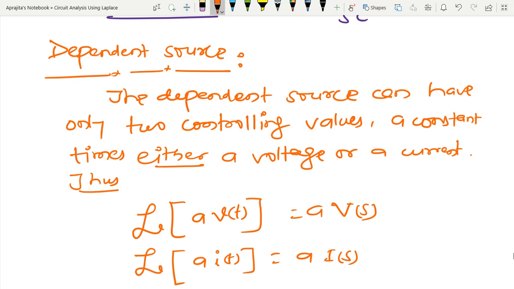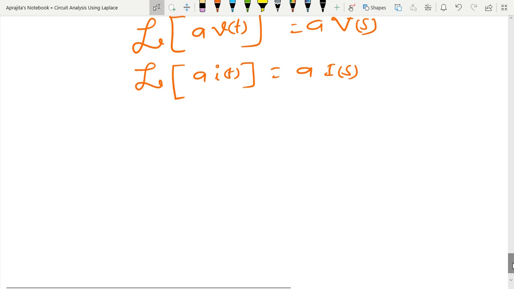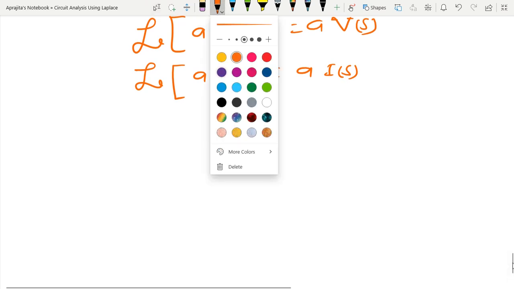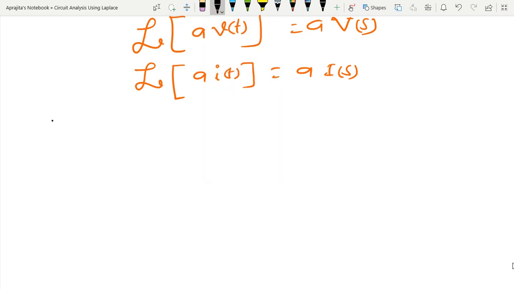Now let us try to see some examples related to the analysis of circuit using the Laplace transform. More examples are sent to you as a tutorial.